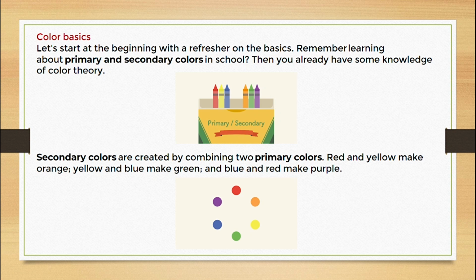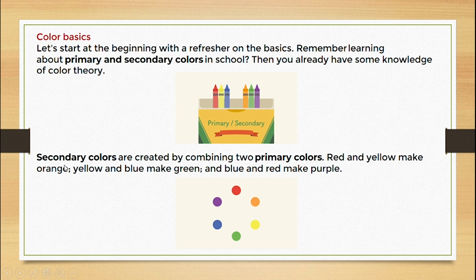Color basics. Let's start at the beginning with a refresher on the basics. If you remember learning about primary and secondary colors in school, then you already have some knowledge about color theory. In our primary school days, we were taught primary colors and secondary colors. The same happens in design as well. Primary colors are red, yellow, and blue. Those are the three main primary colors. And we also have secondary colors.